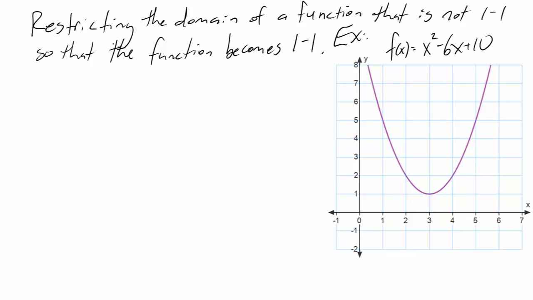Alright, so we're looking here at restricting the domain of a function that isn't one-to-one, and we're doing that so that we can force the function to become one-to-one, at least artificially here. And this is done for the purposes of finding an inverse to said non-one-to-one function. In this case, we're looking at the example of f of x equals x squared minus 6x plus 10, and this just generates a nice little parabola for us. We've got it here pictured in purple on the grid.